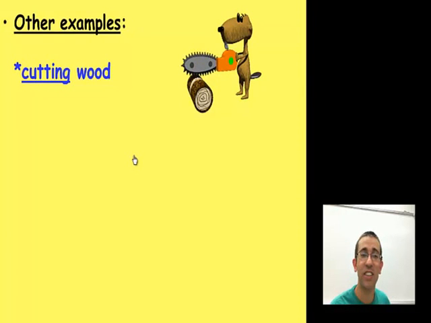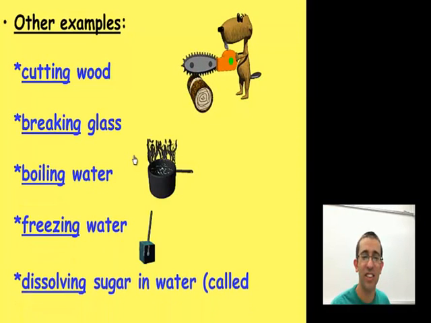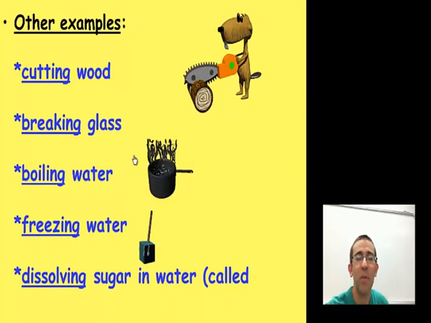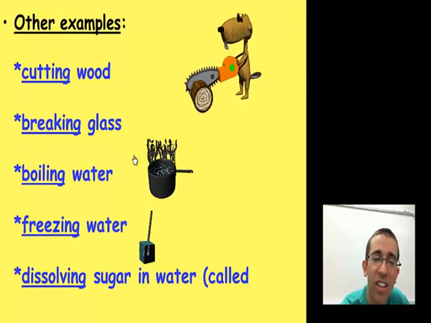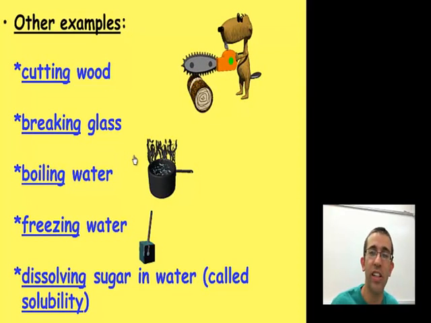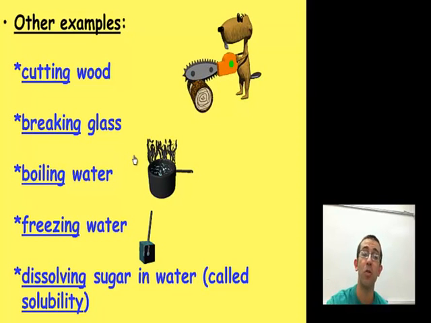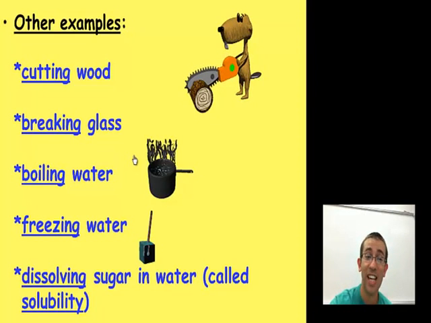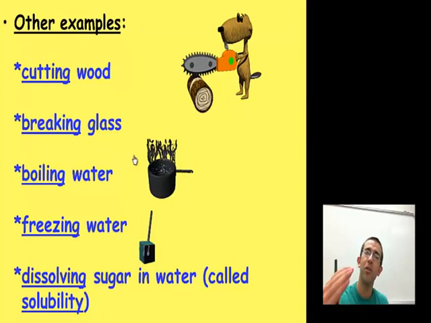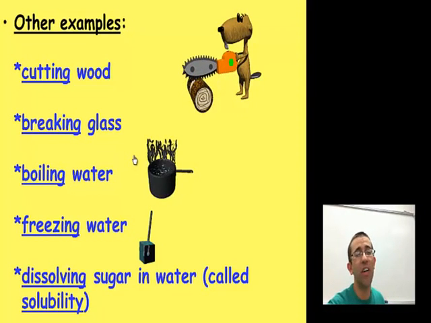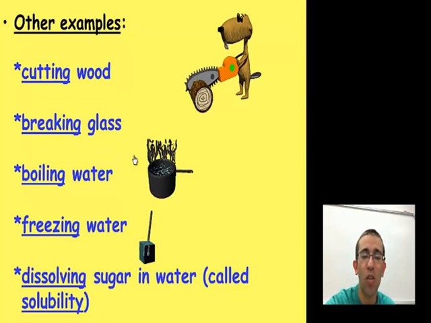Alright, other examples of some physical changes. Cutting wood, alright, breaking glass, boiling water, freezing water, and dissolving sugar into water, which is called solubility. We'll get to that one later. Now, let's look at a couple of these. The hardest ones when it comes to physical changes are usually the changes in states. Right? When we boil water, okay, it goes from a liquid to a gas, but it's still water. Right? And then, one that's really hard for students sometimes is this dissolving of things in water, such as sugar.